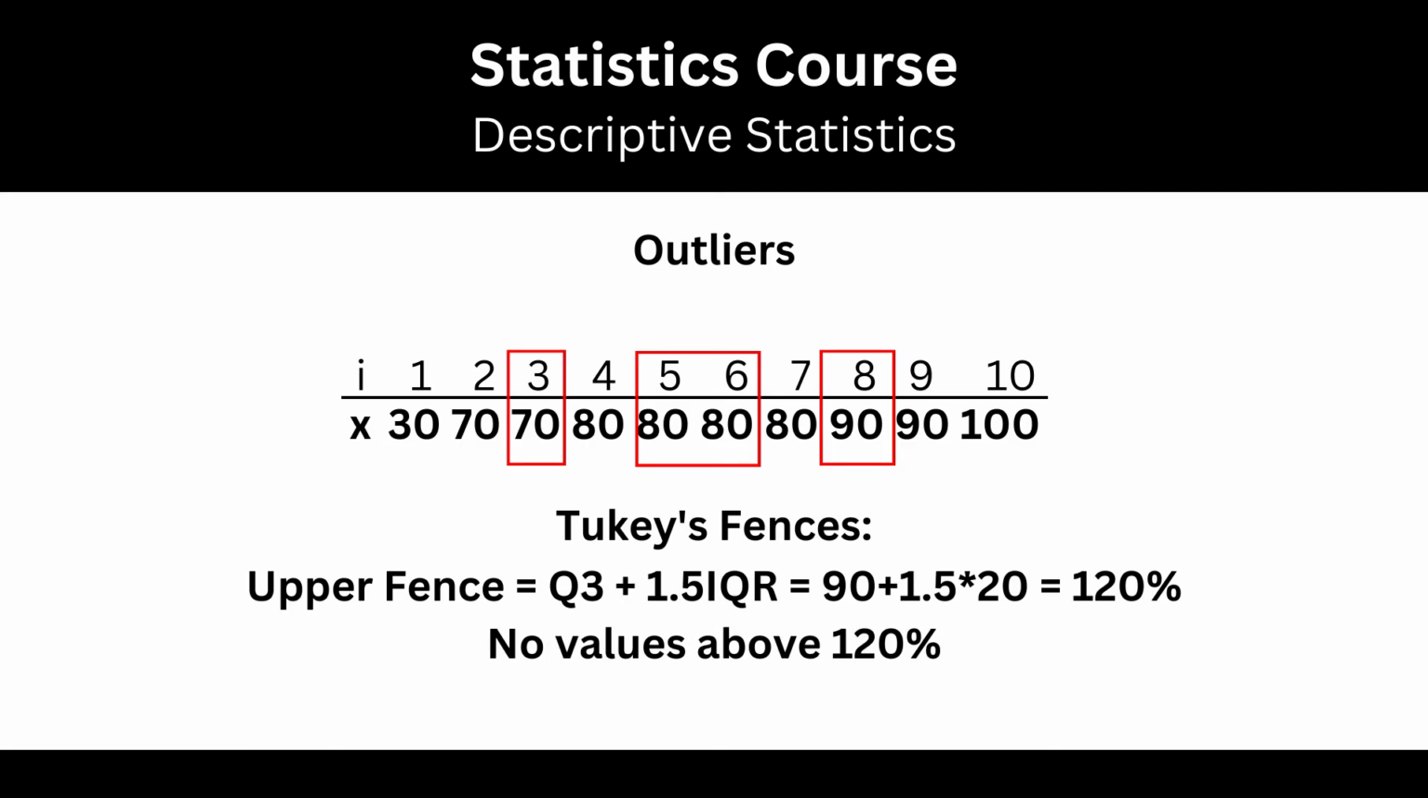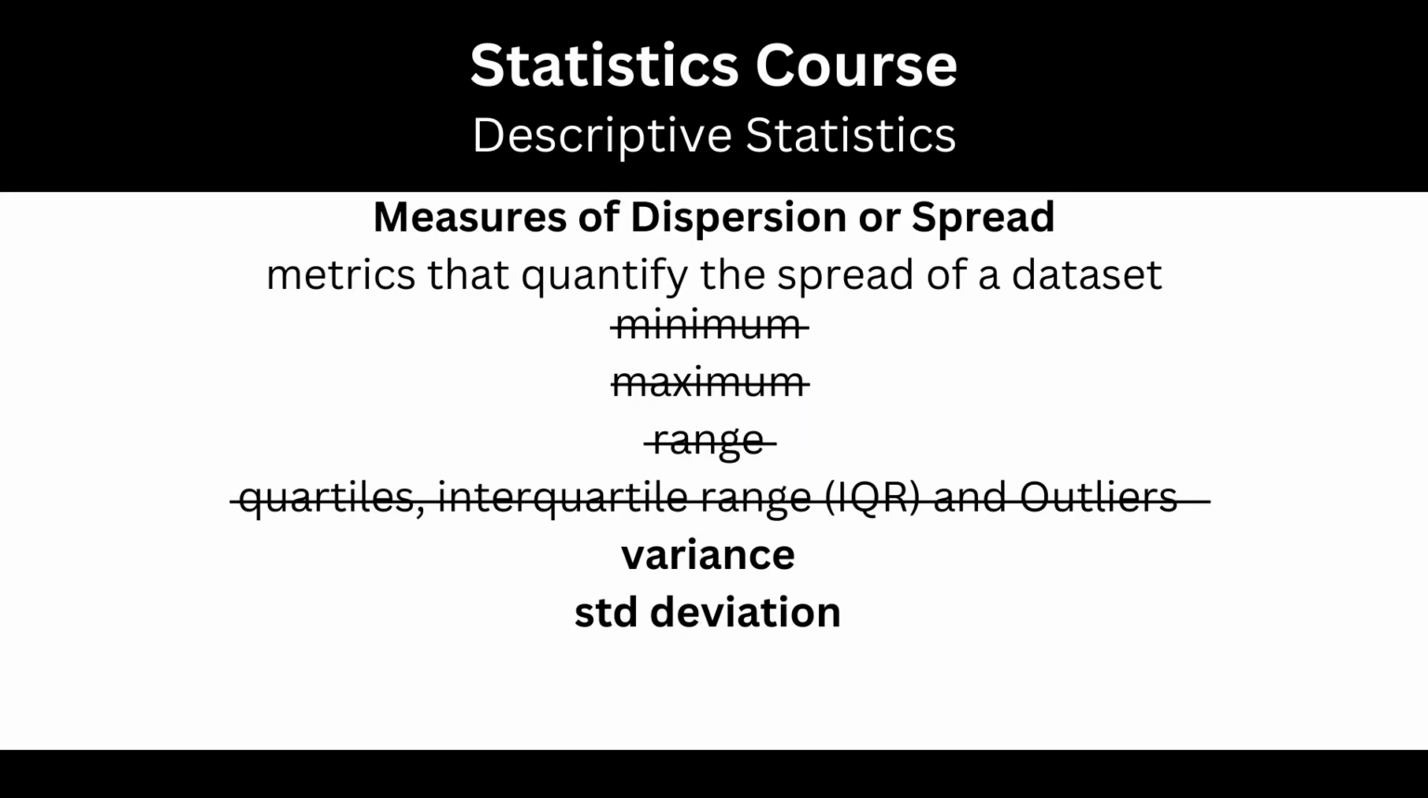For the upper fence, remember same formula but with a plus now, anything above is an outlier. And obviously we have nothing above, which makes sense because grades only go up to 100%. Okay, we're done with the quartiles.